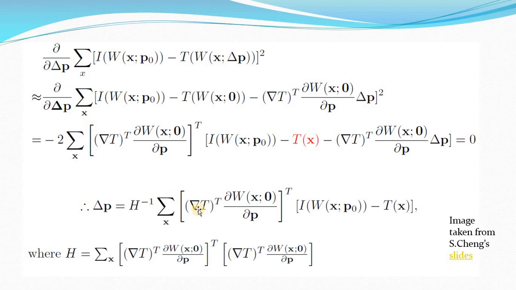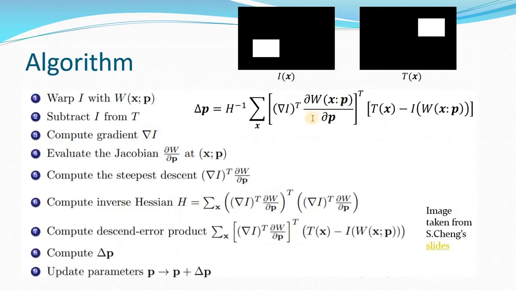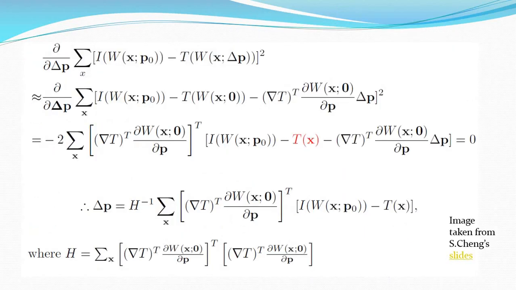So now here we are going to differentiate the template image. We are going to take the gradient of the template image, you can see over here. Whereas in the previous case, we were actually taking the gradient of I. So this is a very important difference that this modification has created. Because of that, things become very easy.